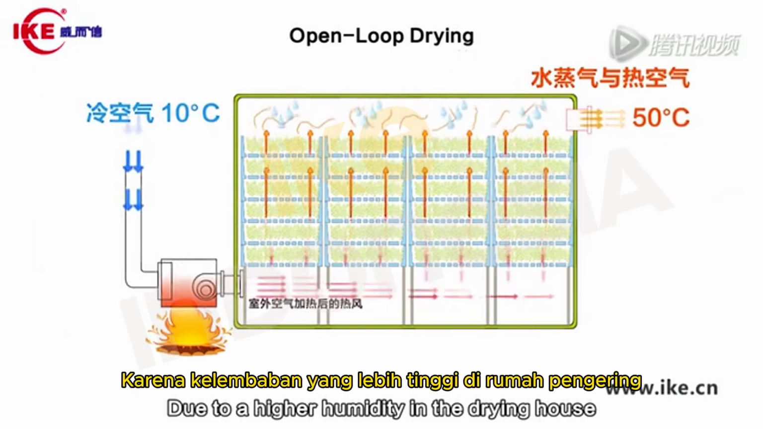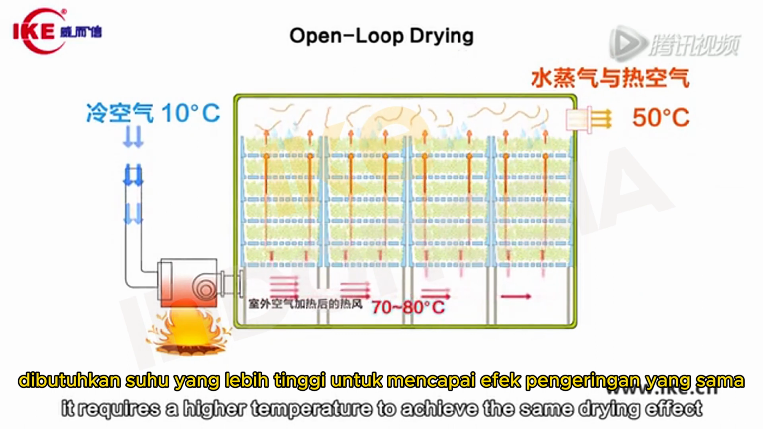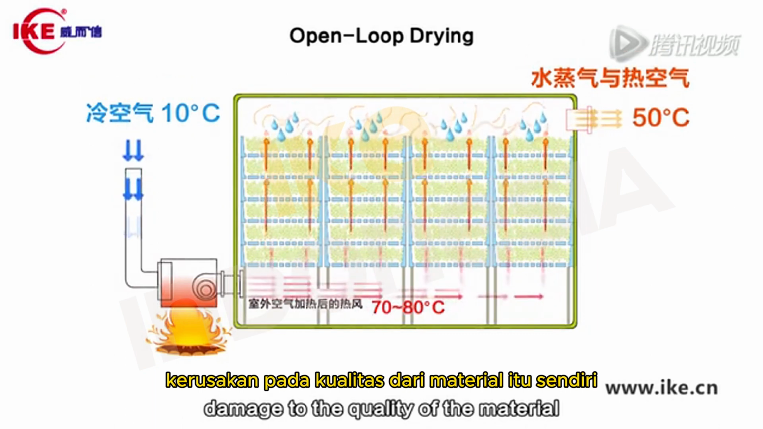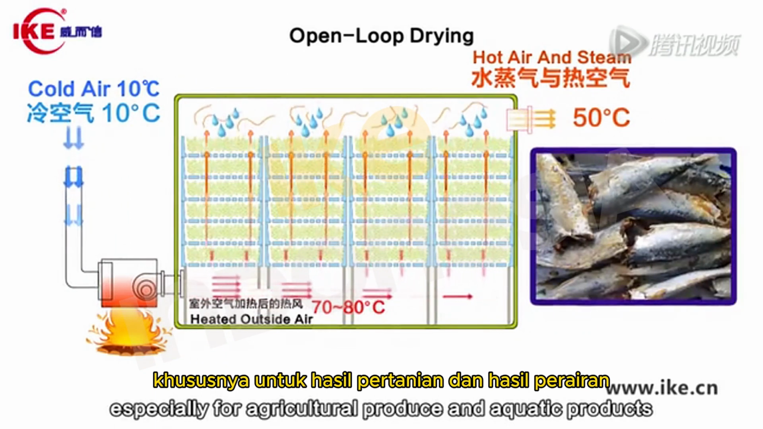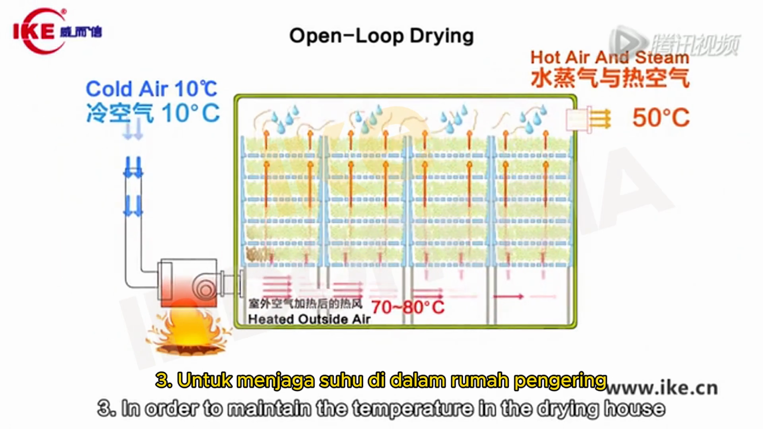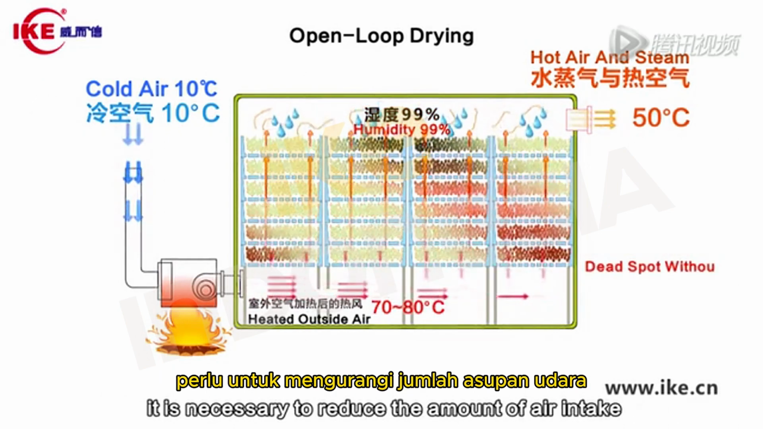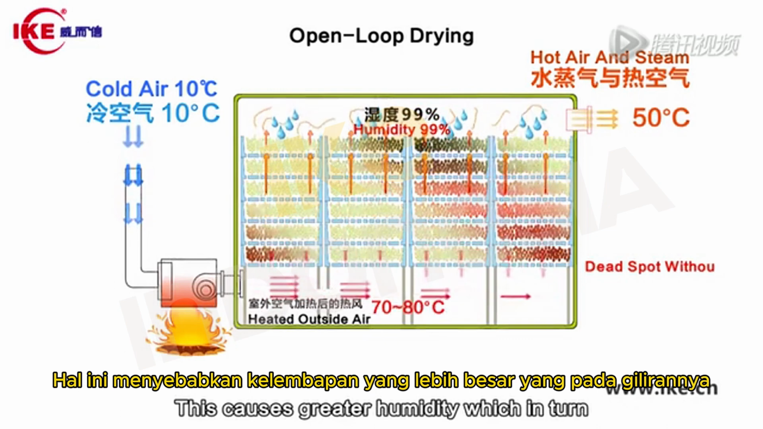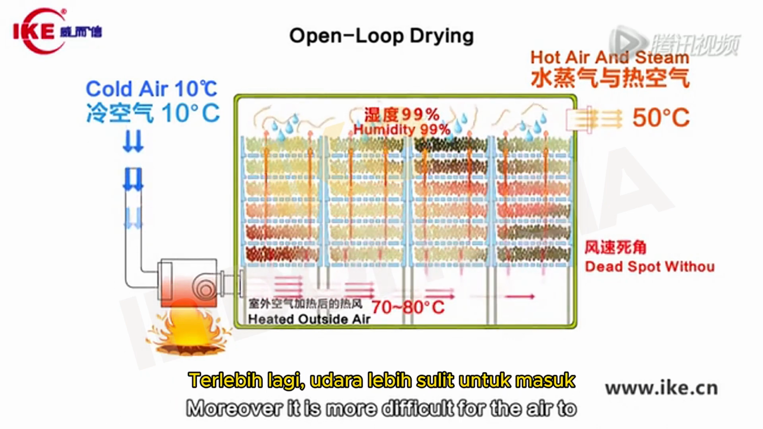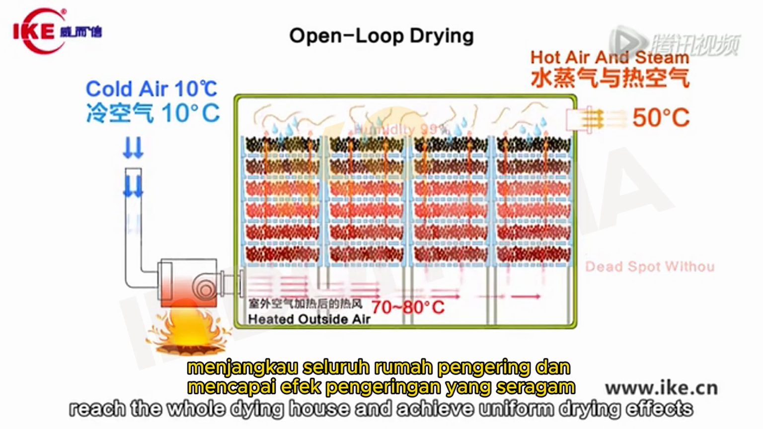Due to a higher humidity in the drying house, it requires a higher temperature to achieve the same drying effect. However, a high temperature may cause damage to the quality of the material, especially for agricultural produce and aquatic products. Third, in order to maintain the temperature in the drying house, it is necessary to reduce the amount of air intake. This causes greater humidity, which in turn will slow down the drying process. Moreover, it is more difficult for the air to reach the whole drying house and achieve uniform drying effects.